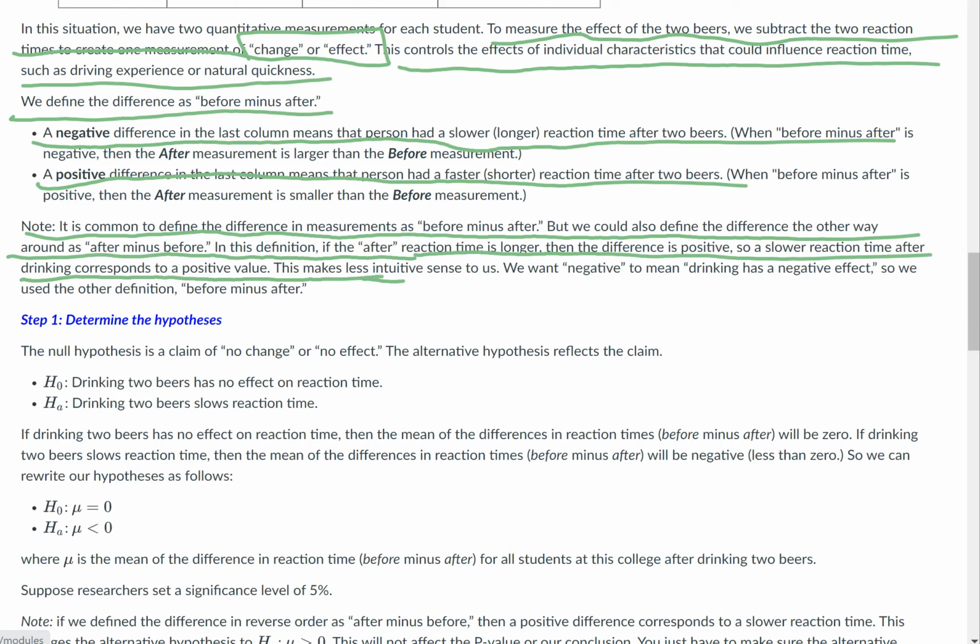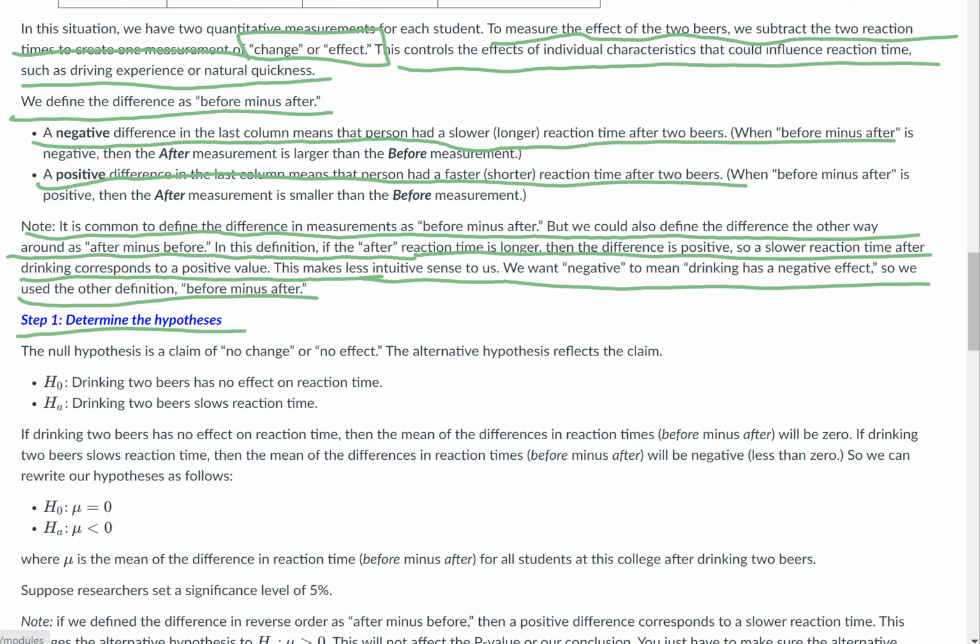This makes less intuitive sense to us. We want negative to mean drinking has a negative effect. So that's why we did it that way instead of switching them. So we use the other definition, before minus after. Like I said, because that'll produce a negative effect for people that get worse with beer in their driving, and then a positive effect for those that get better somehow.